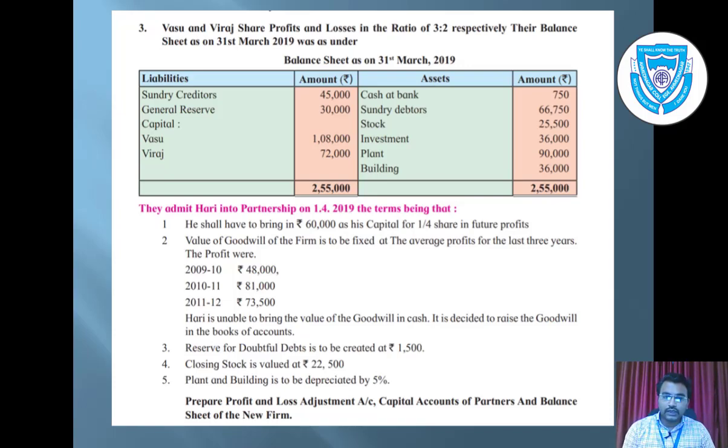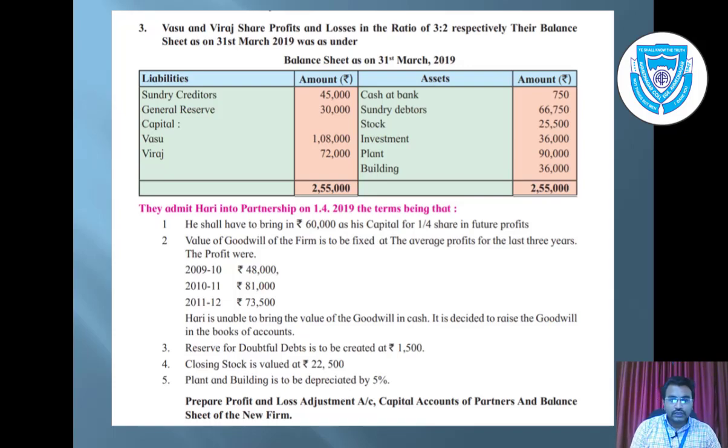Read the adjustment carefully. The average profits for the last 3 years are given; the value of goodwill of the firm is fixed at the average profits for the last 3 years. The profits were 2009-10 it is 48,000, 10-11 81,000, 2011-12 73,500. Hari is unable to bring the value of goodwill in cash. It is decided to raise the goodwill in the books of accounts. So here 3 years profits are given, and you need to calculate goodwill with the average of it. There is no number of years purchase.